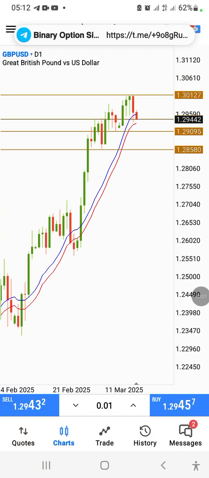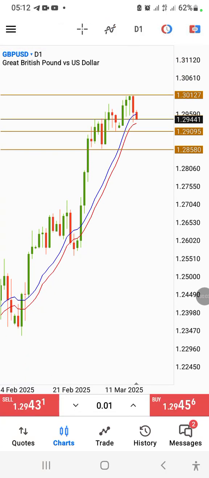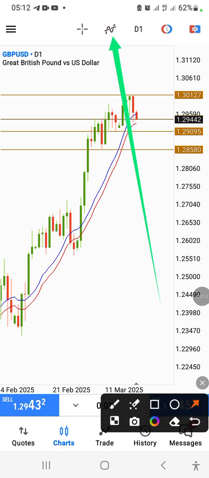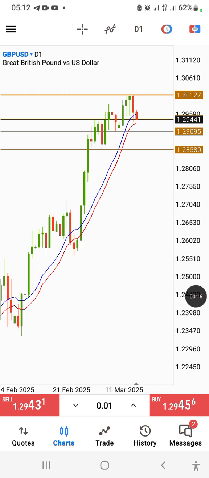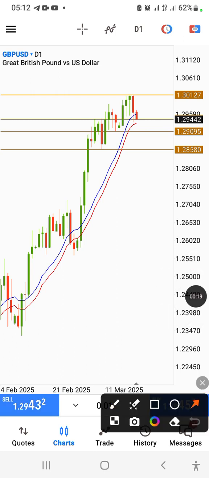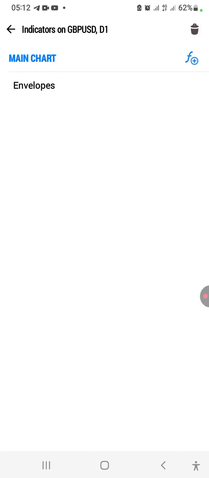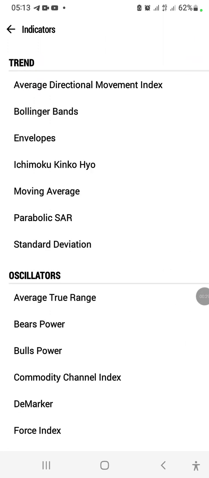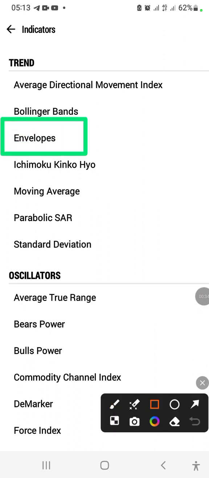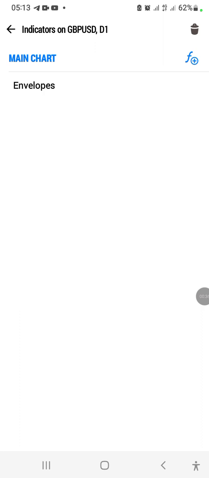Welcome to today's setup. Now we'll be looking at GBPUSD, and looking at this pair we'll use an indicator called Envelope to analyze this pair. In doing that, go straight and click on this icon. When you click on it, it's going to take you to this interface. Then you click on plus. When you click on plus, you come to this place, click on this, then it will be added.